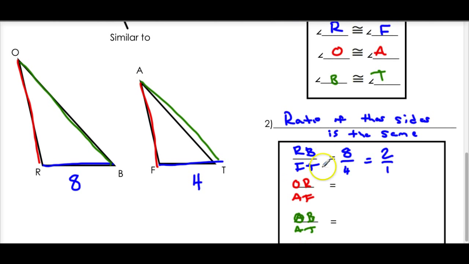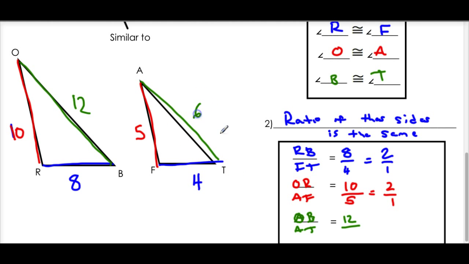Now, the ratios have to all be the same. So if I knew that OR is 10, what would FA have to be? Well, that's right, it'd be 5, because the ratio is 2 to 1. So 10 to 5, which is 2 to 1. So our ratios are the same. And finally, our last ratio, if we knew this was 12, what would AT have to be?